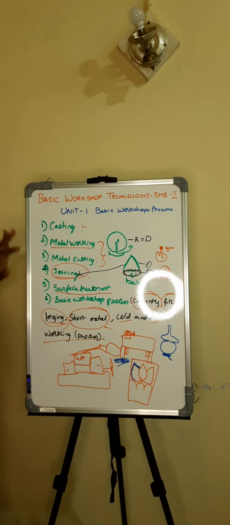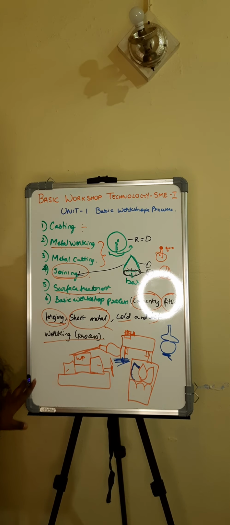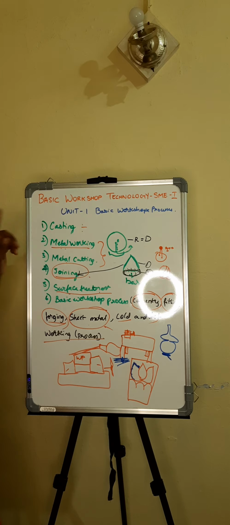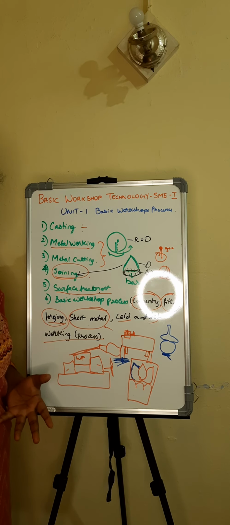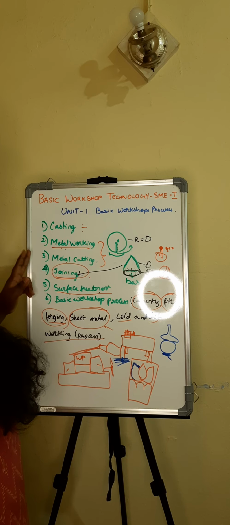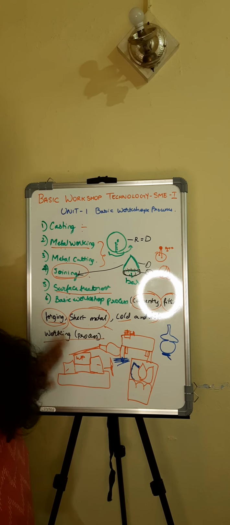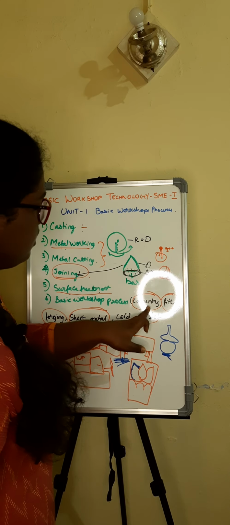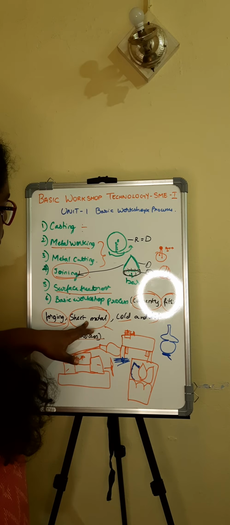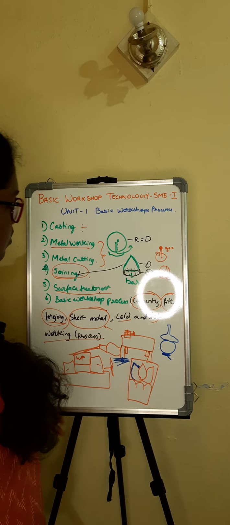So once again I give the summary of this video. Basic workshop technology: in the manufacturing process we have casting, metal working, metal cutting, metal joining, and surface treatment, and basic workshop technology like carpentry, fitting, forging, sheet metal, cold and hot working process.